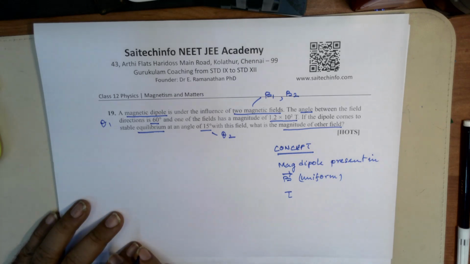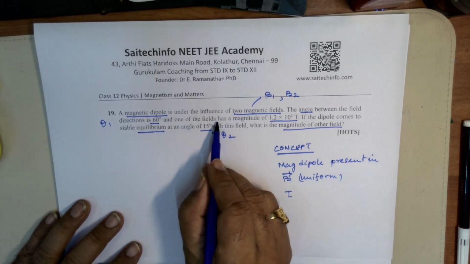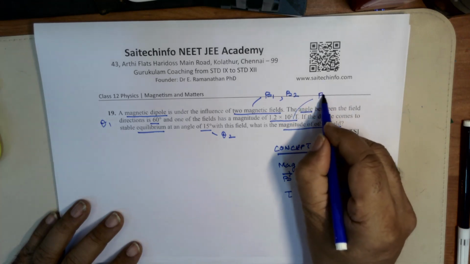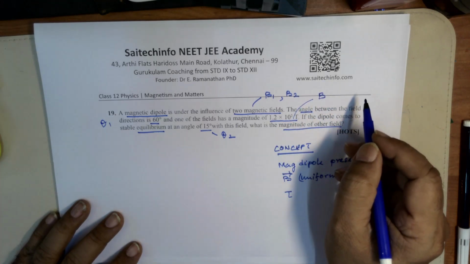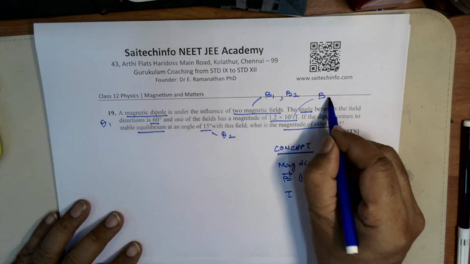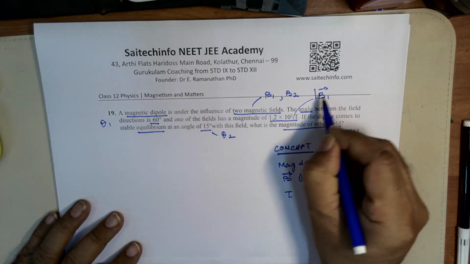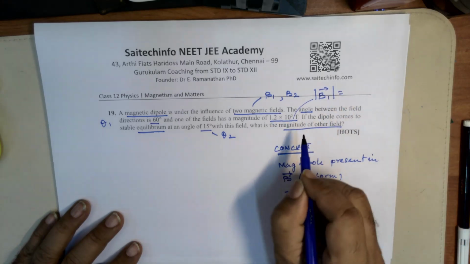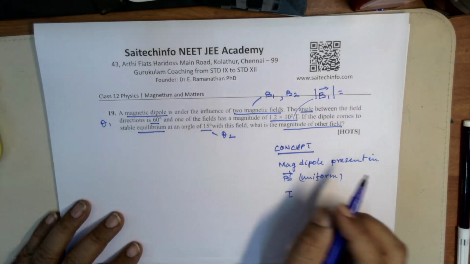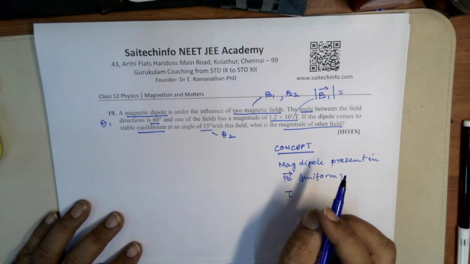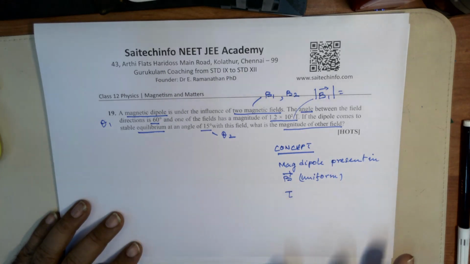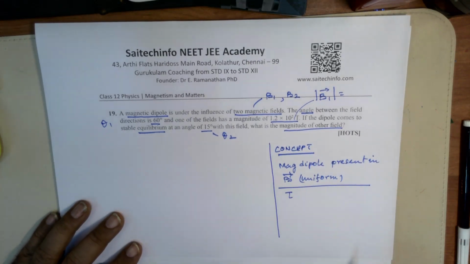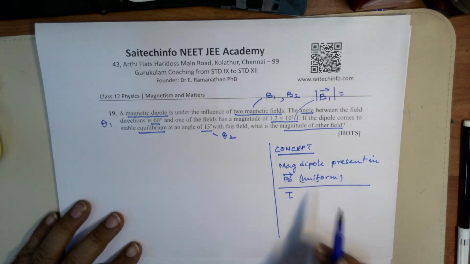We have got two different angles. And one of the fields has the magnitude, so the magnitude of one of the fields, let me say that is B1. Its magnitude means it's a scalar quantity. How much? That is 1.2 into 10 squared Tesla. So one thing is clear. The concept is this one: magnetic dipole present in external magnetic field.